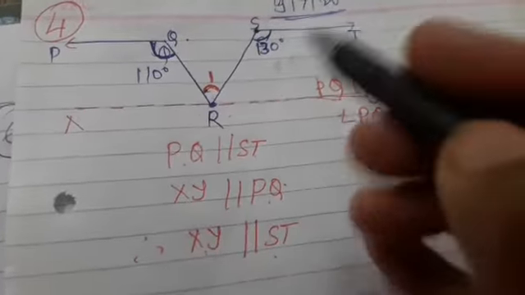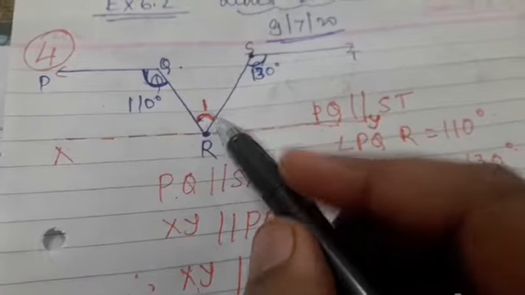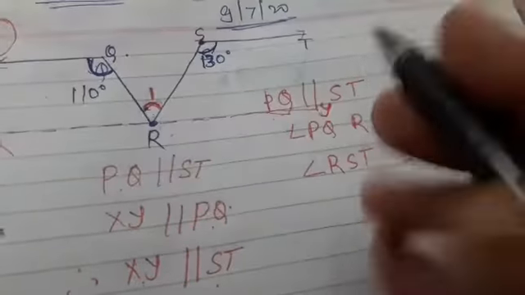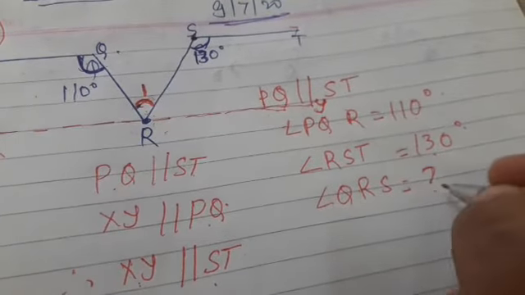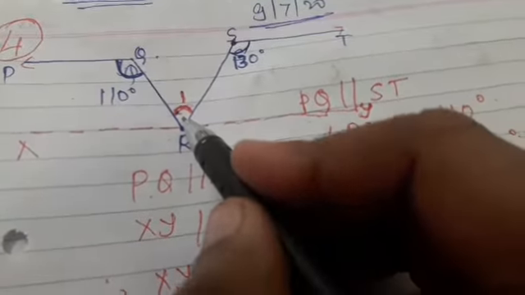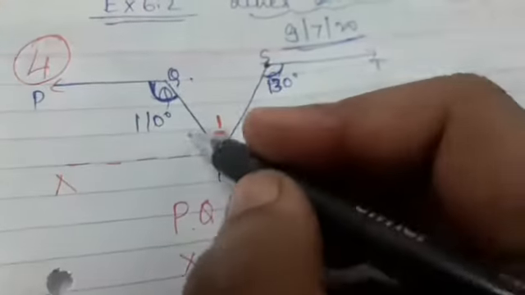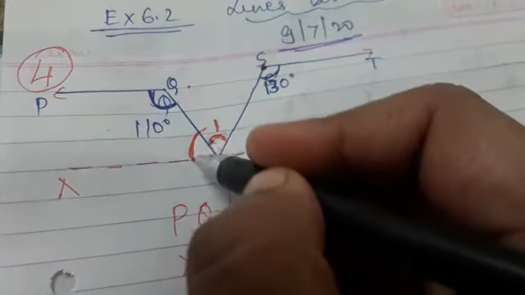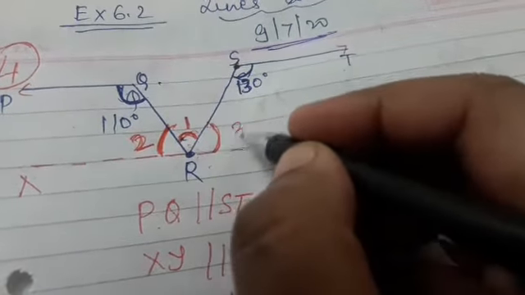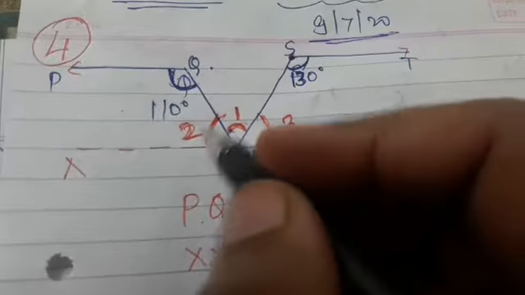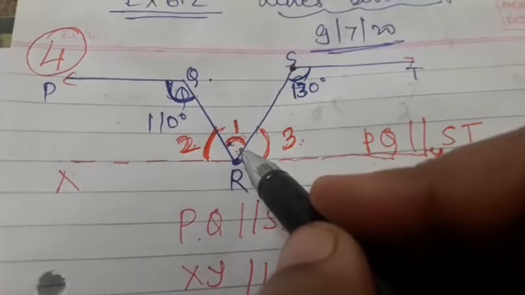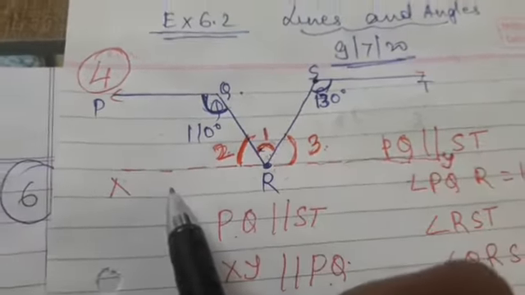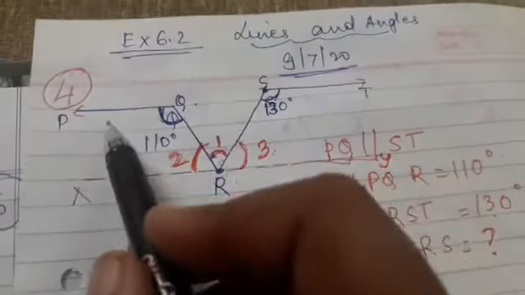Right? Now we have to find angle 1. And what is the name of angle 1? QRS. They are asking you to find angle QRS. Now for convenience I name it as angle 1. When I look at this part of the diagram, this side, I will assume this angle to be angle 2, and this angle I will assume to be angle 3. If I am able to find angle 2 and angle 3, then with the linear pair I will be able to calculate angle 1.